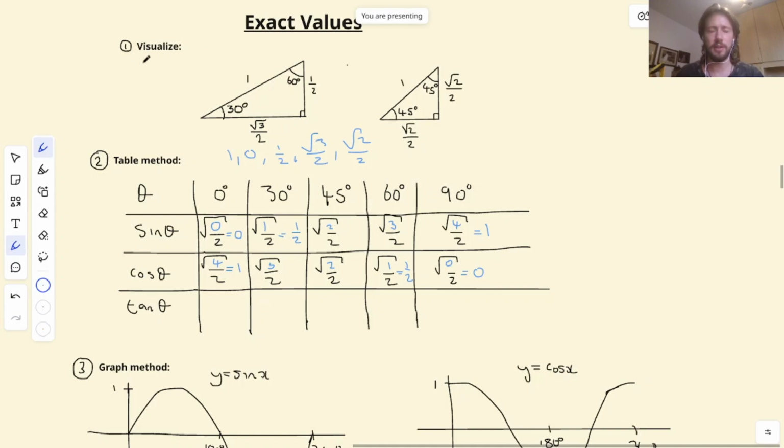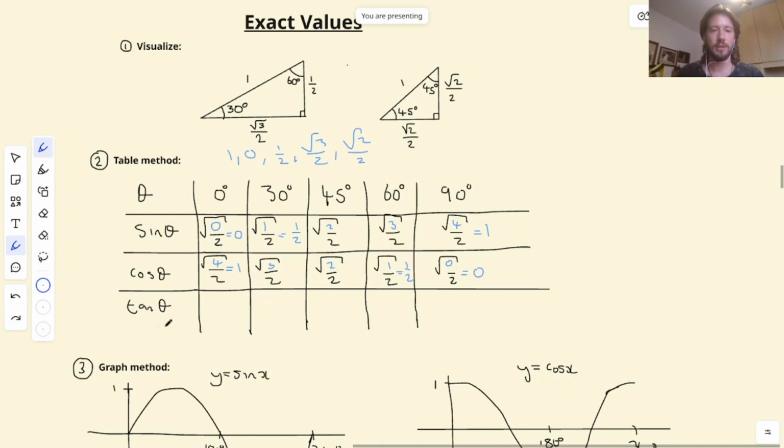Now, if you visualize it, it might help you. Sine of 0 degrees is going to be 0. Why is that? Well, let's say we take this as our angle and we reduce it to 0. What happens to the opposite? The opposite also goes to 0. And sine is opposite over the hypotenuse. So sine of 0 should be 0. You can use similar logic on triangles like that if you want.